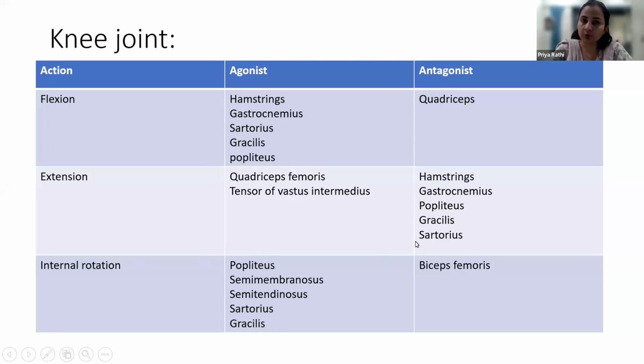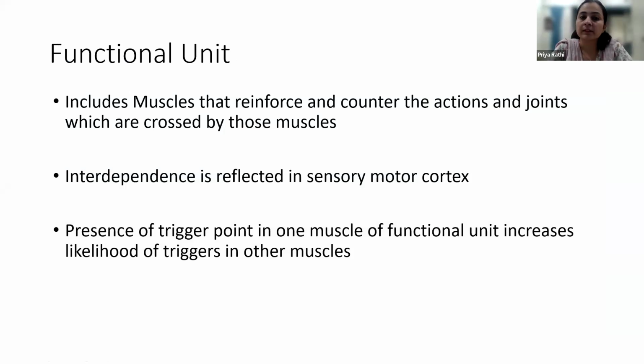Now, why do we need to know all these actions, their agonist, their antagonist? Because there is one concept called functional unit. So this functional unit includes muscles that reinforce and counter the actions, and joints which are crossed by these muscles.